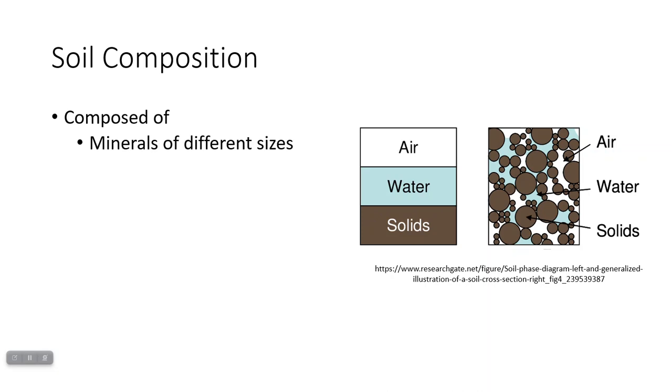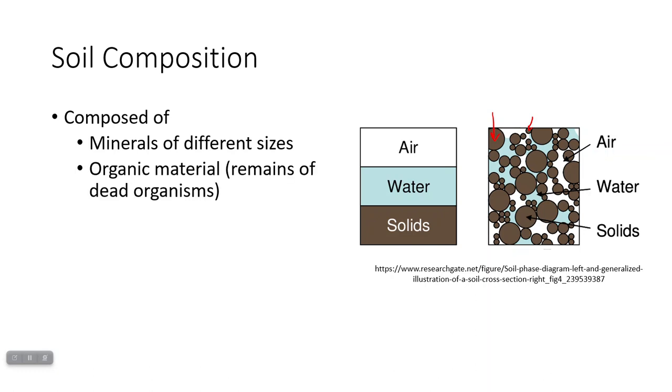So soil is composed of a number of things. It's got minerals of different sizes. That's all these different particles that you see here. So these are each minerals. Some of them might be sand, some of them might be silt, which we'll talk about in a few moments. Then there's organic material, which is an important part of soil. It makes soil fertile and allows plants to take up nutrients very easily.